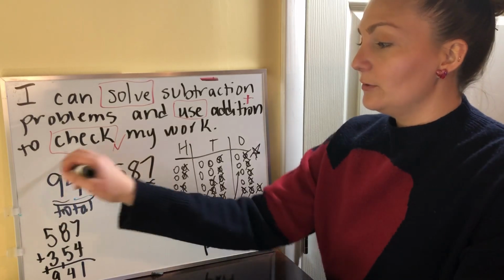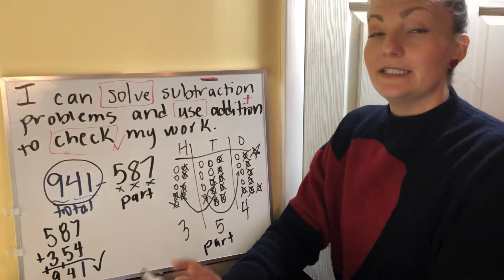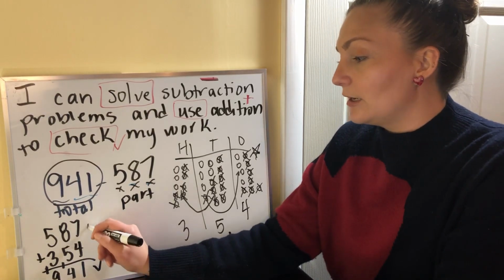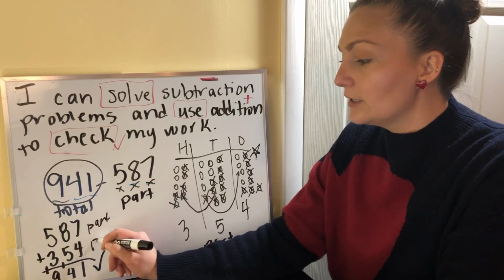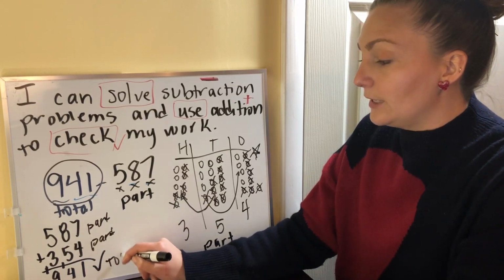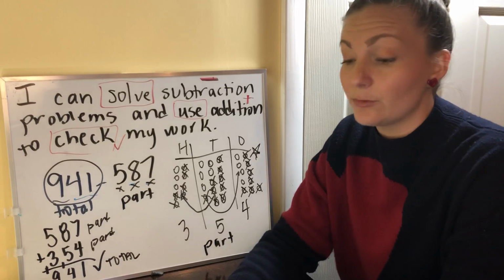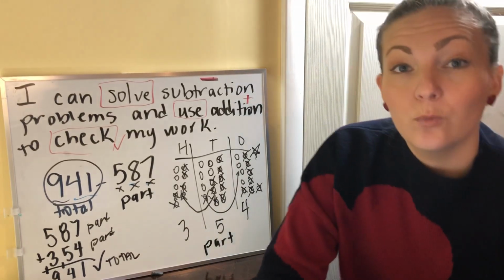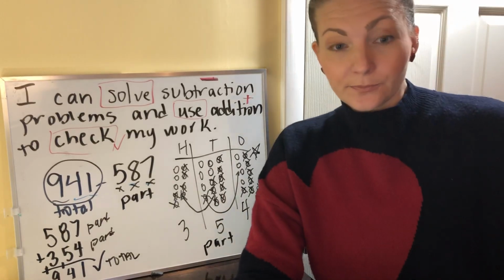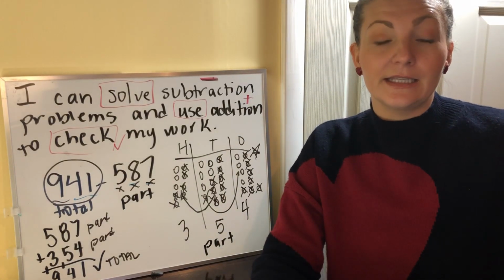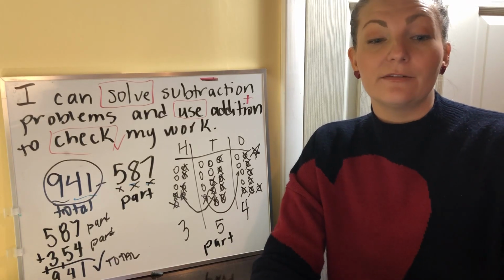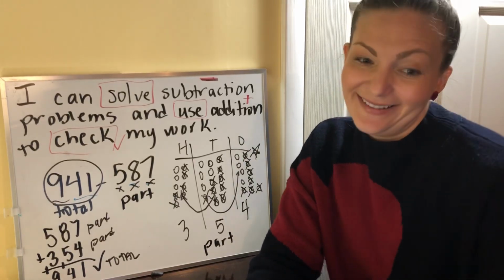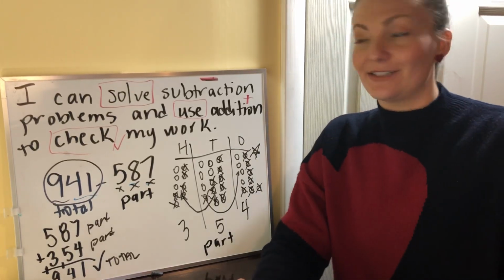941, does that match our total? And if it does, then it can tell us that our work was correct. So using this addition strategy means that our part plus our part should give us our total. And if it doesn't, then we need to check back and see if there might be an error somewhere in our work. I'm going to give you one more problem to try on your own, and then in the comments on the video, I want you to leave what strategy you decided to use, and what answer you got. And we'll see if you got the same answer as me.